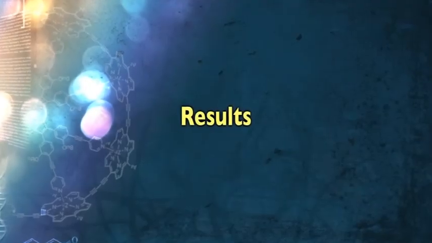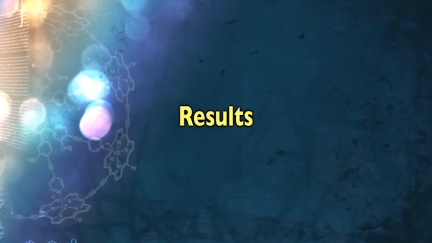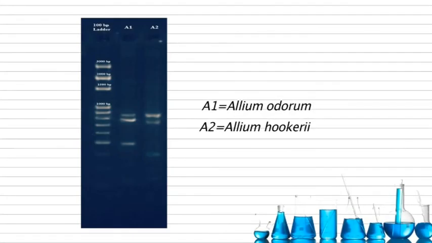Now let us see the results. The bands corresponding to the isolated DNA samples and the ladder are observed in the picture. The purity and quality of the isolated DNA sample is checked by observing the bands. Since the primers gave clear and polymorphic profiles, it can distinguish between the two species.